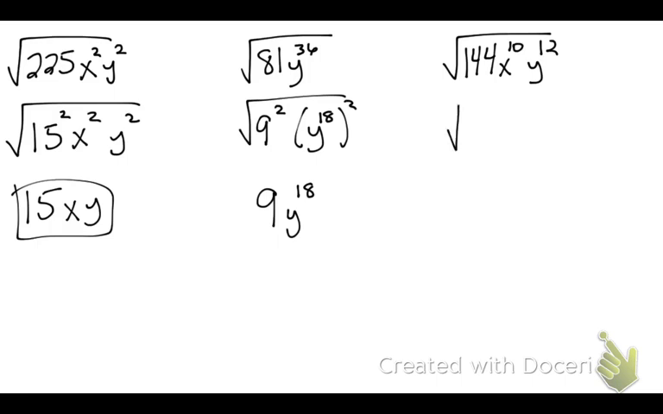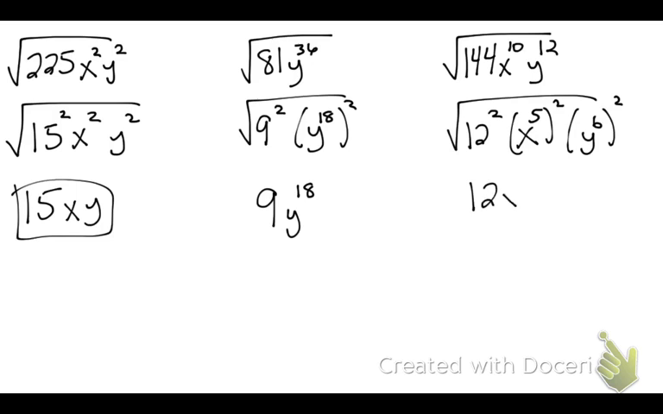Finally, we know that 144 is 12 squared, x to the 10th is x to the 5th squared, y to the 12th is y to the 6th squared. So the square root of all of that is 12 x to the 5th, y to the 6th.